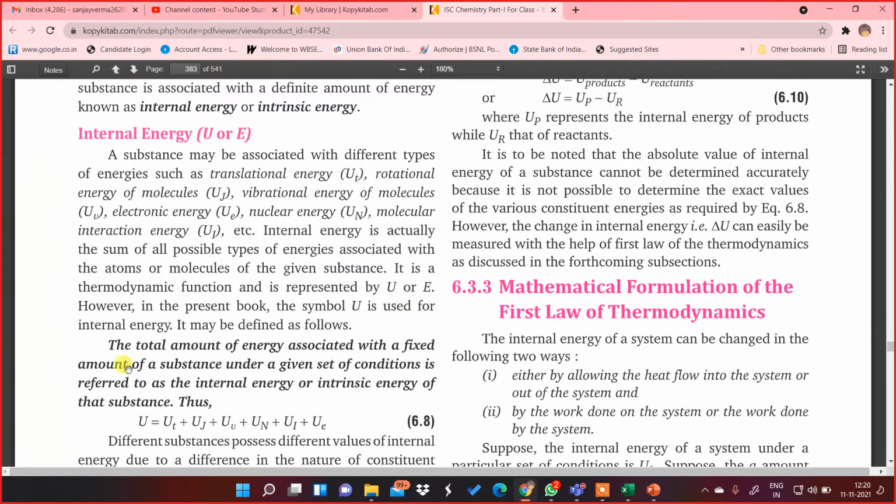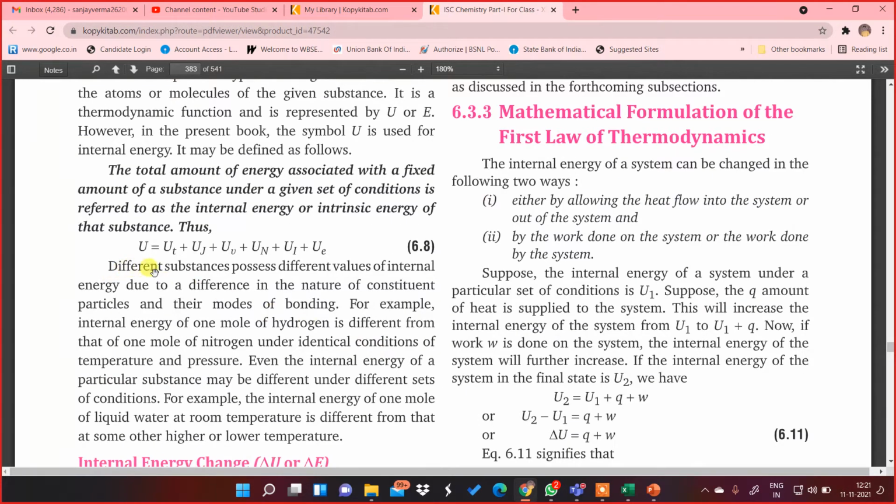The total amount of energy associated with a fixed amount of a substance under a given set of conditions is referred to as the internal energy or intrinsic energy of that substance. So here you can see translational, rotational, vibrational, nuclear, all those energies are here. So that is the definition of internal energy.